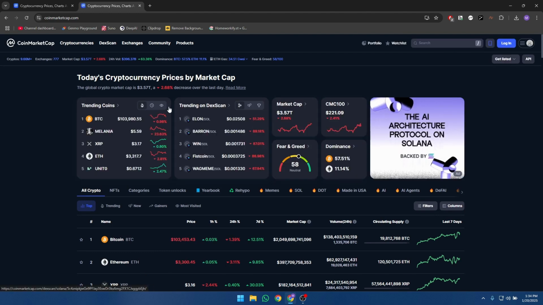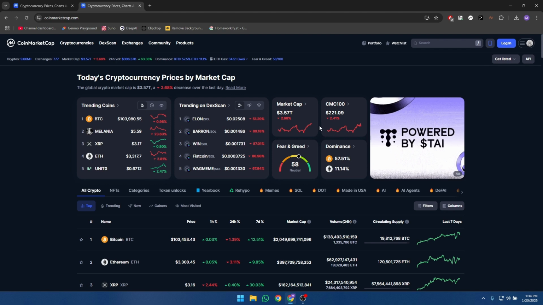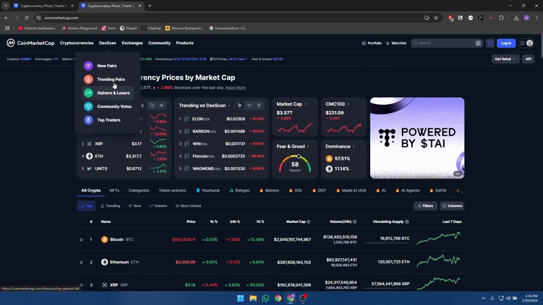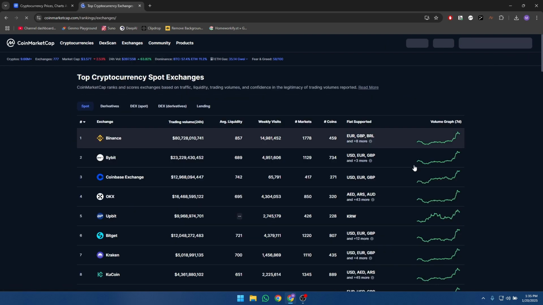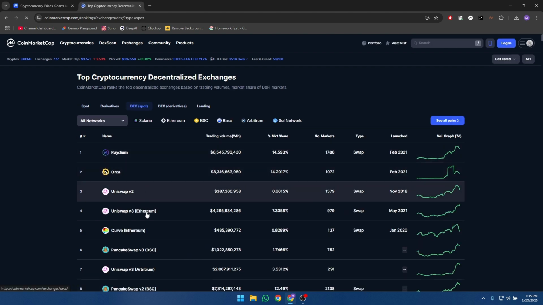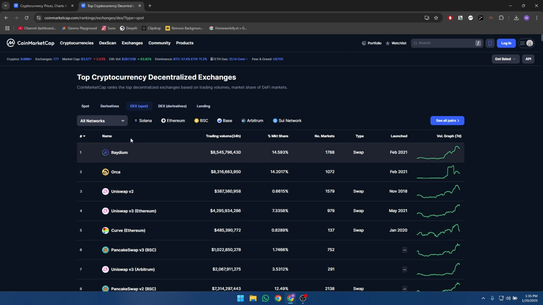If you want to explore more, I would say there are a lot of categories. You could go into Crypto and learn about all this. DEX Scan shows new pairs and what's going on in the community. Exchanges, long story short, are the spot exchanges, proper exchanges that give you futures, perpetuals, and stuff like that. And you also have DEX, and DEX exchanges are basically where you connect your self-custodial wallet and you could trade from anywhere around the world.